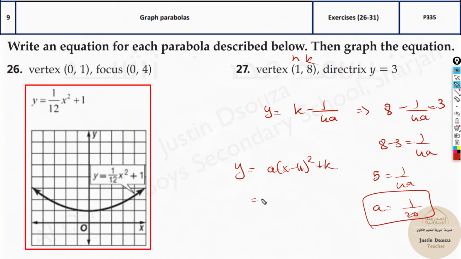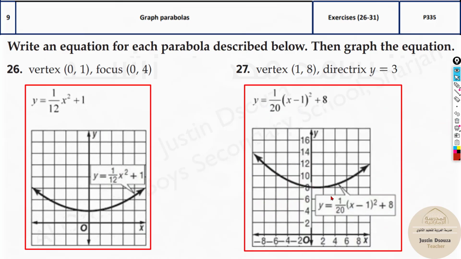So the standard form over here is 1 by 20 into x minus 1 the whole square plus the k value, which is 8. That's the answer. So this is how we can easily solve it. You can see the equation over here. That's the correct equation. And all you need to do is graph.